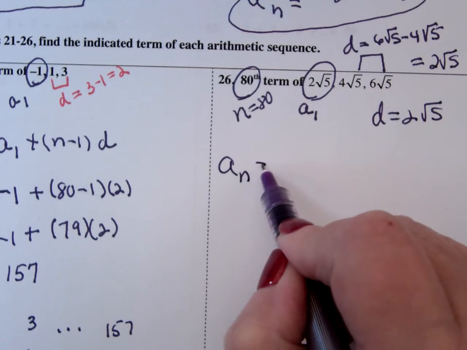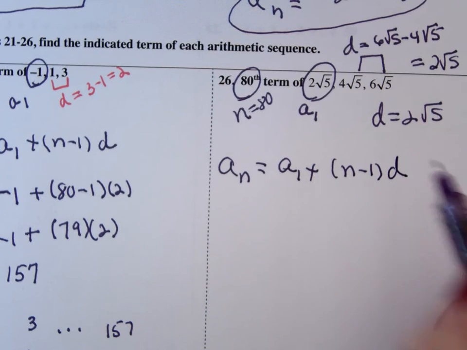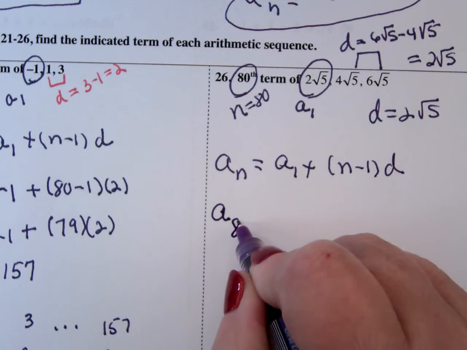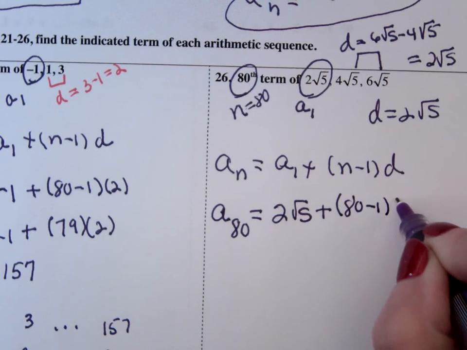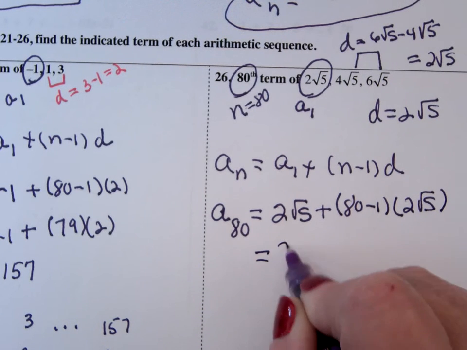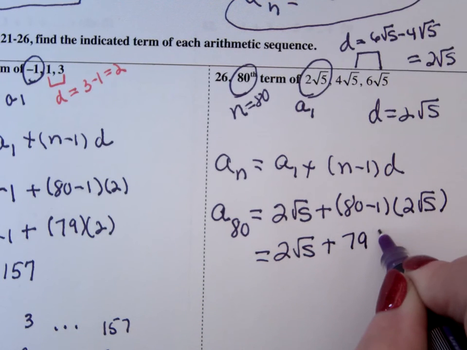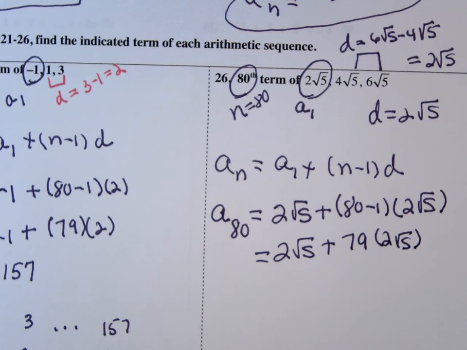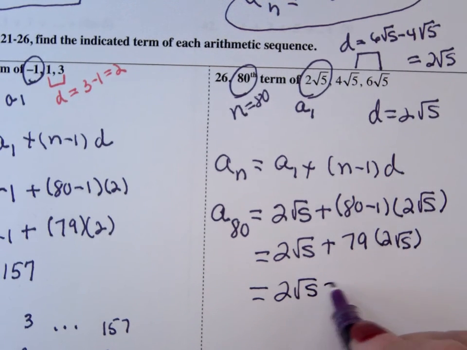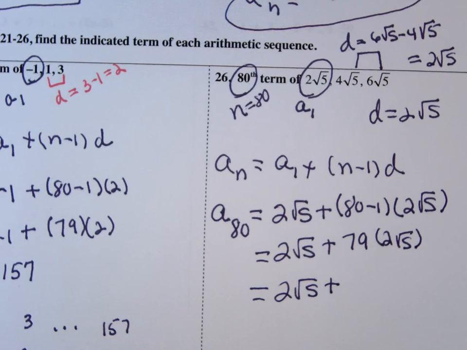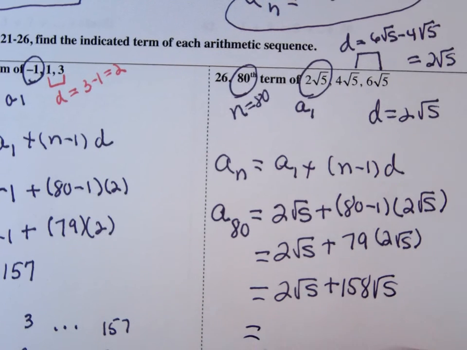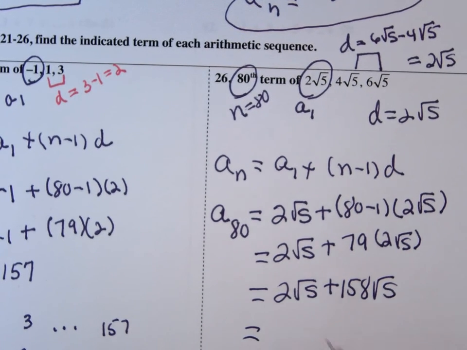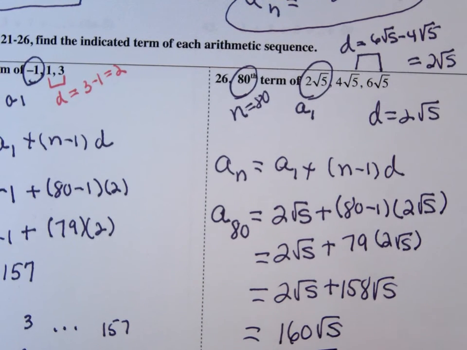I know that a sub n equals a sub 1 plus n minus 1 times d, so with n equal to 80, a sub 80 equals 2 square roots of 5 plus 80 minus 1 times d, which is 2 square roots of 5 plus 79 times 2 square roots of 5. 79 times 2 is 158, so 158 square roots of 5. 2 square roots of 5 plus 158 square roots of 5 is 160 square roots of 5. It just looks bad.